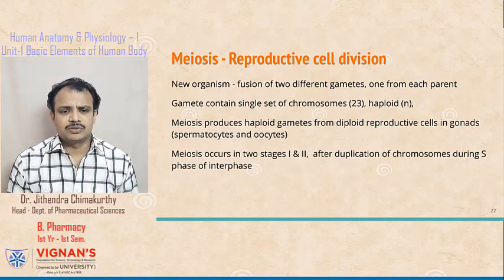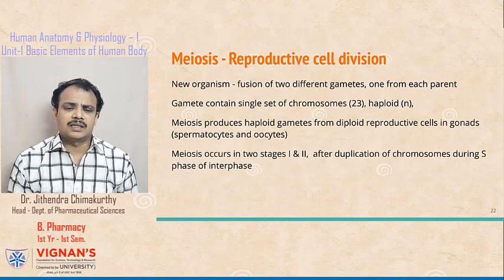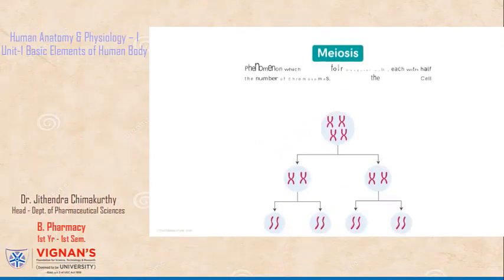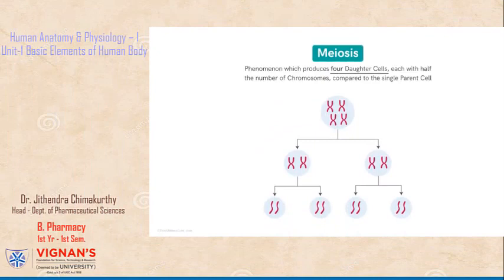Meiosis occurs in two stages, that is the first meiotic division and the second meiotic division, and at the end of the second meiotic division, it leads to formation of four haploid daughter cells, and all are genetically different from each other and also from the parent cell. This is an exceptional phenomenon which produces four daughter cells, each with half the number of chromosomes compared to the single parent cell. You heard me right. The process gives us four new cells, unlike mitosis that produces only two new cells.